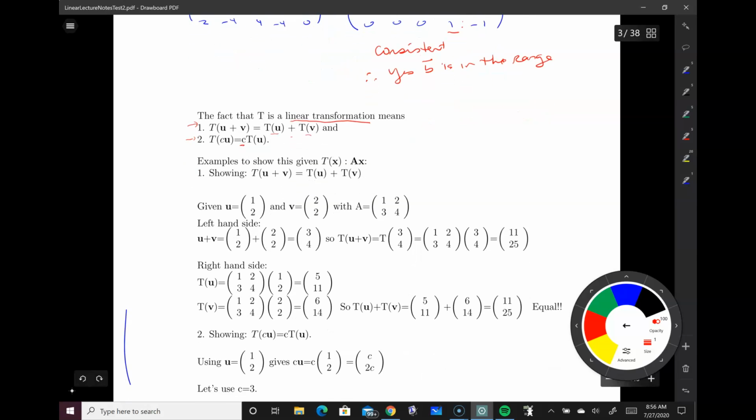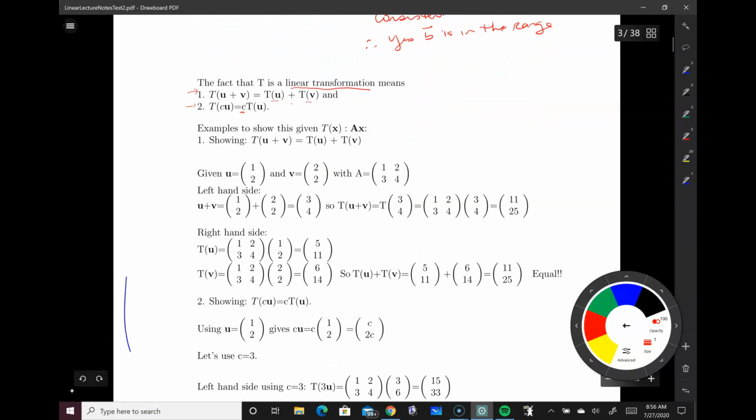All right, so I'm going to show you with examples first, just so you can see the numbers happening. So if this is the u and this is the v, and this is my matrix A. So if I take u and v and add them together, I get this. So now if I'm going to take the transformation of the u plus the v, which is this, right, and put it here. And so remember, the transformation means multiplying by the matrix A. So here's the matrix A. Multiply it times the u plus v, I get this, 11, 25. All right, so that's this side.